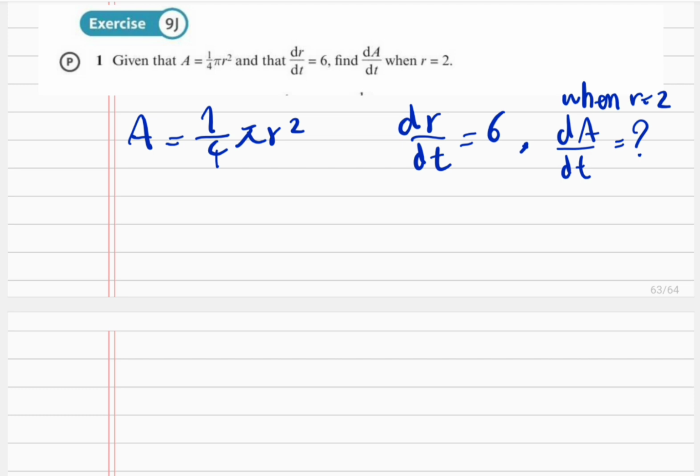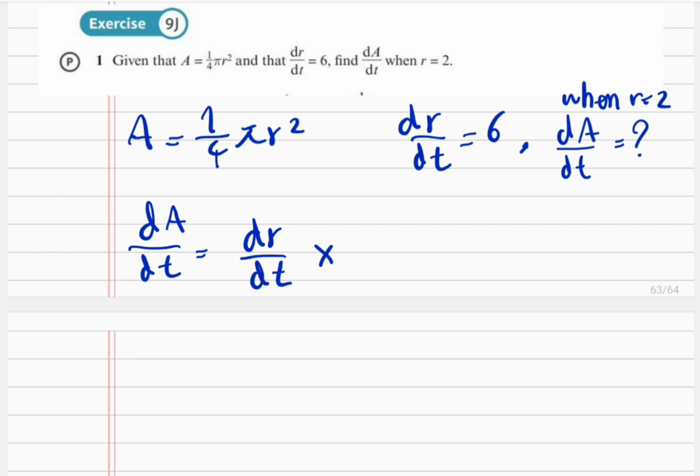Okay, so the first thing is that since dA/dt is the unknown, we can write that on the left hand side, and then on the right hand side we need to use the chain rule such that we can write down two fractions that gives us the dA/dt basically. So we have the dr/dt. Let's write that down.